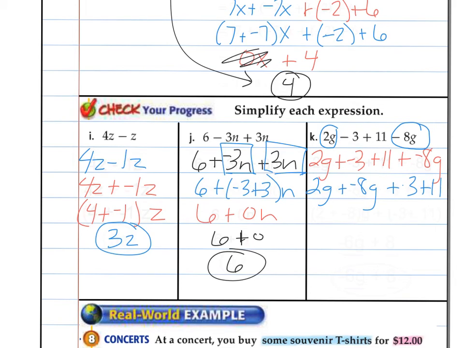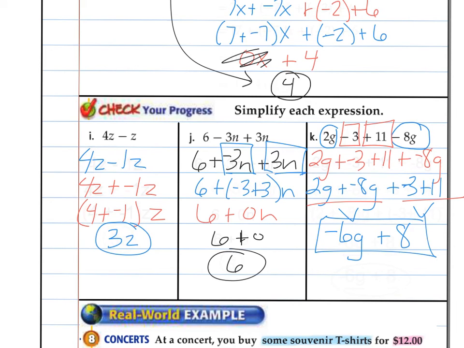And then I would also do the same thing. That's a negative 3, positive 11. So again, I end up at the same place here. So that is a negative 6g. That's what I get there. And here is an 8. So then I'm simplified at that spot.